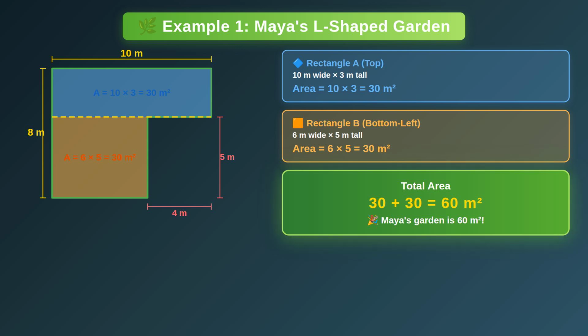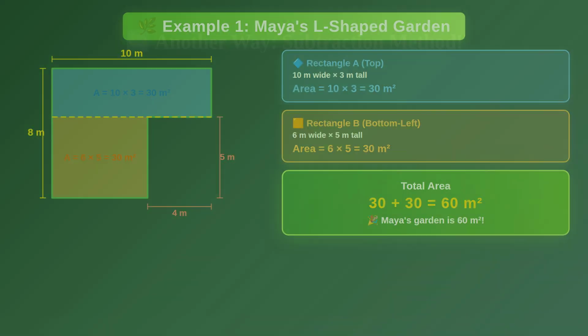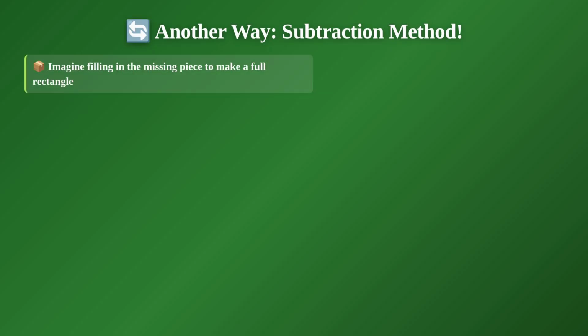Rectangle B is the bottom left piece, 6 meters wide and 5 meters tall. Area equals 6 times 5, which is 30 square meters. Total area equals 30 plus 30, which is 60 square meters. Maya's garden is 60 square meters.